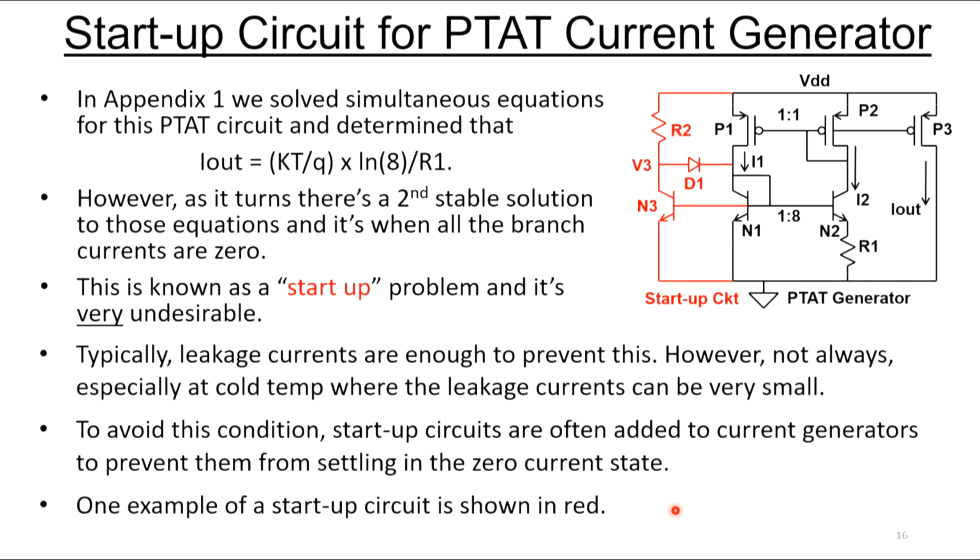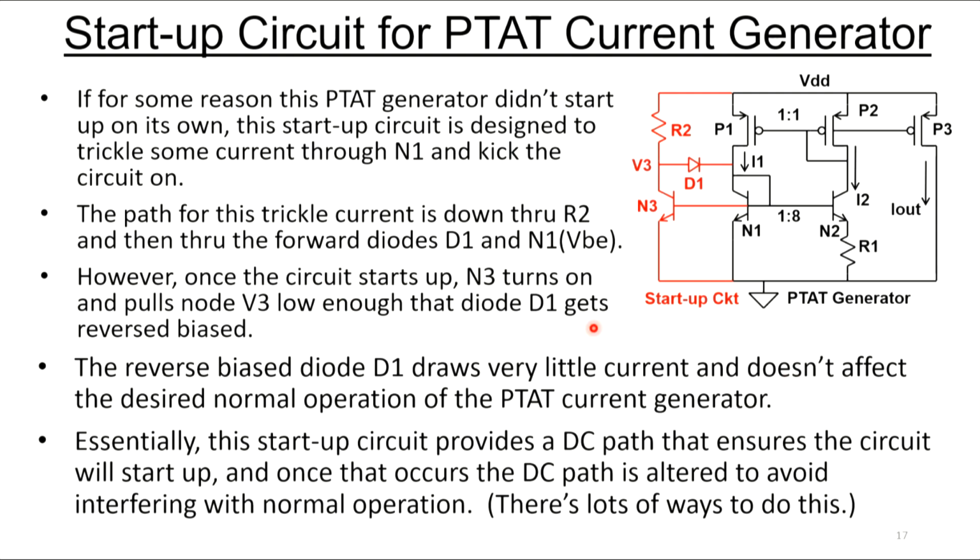So to avoid the startup condition, we add special circuits to these current generators to prevent them from settling at the 0 current state. And one example of a startup circuit I'm showing in red over here, and I'm going to briefly explain how that works. If for some reason this PTAT generator over here didn't start up on its own, this startup circuit is designed to trickle a little bit of current in here and kickstart the thing on.